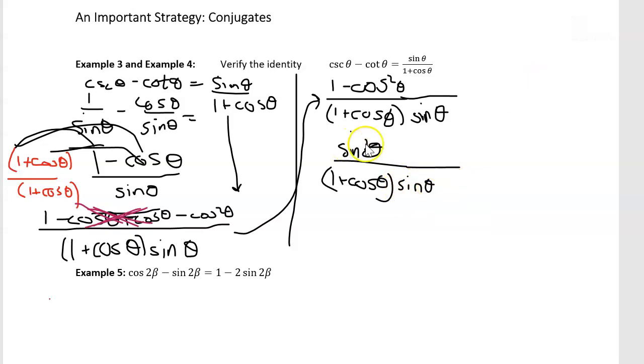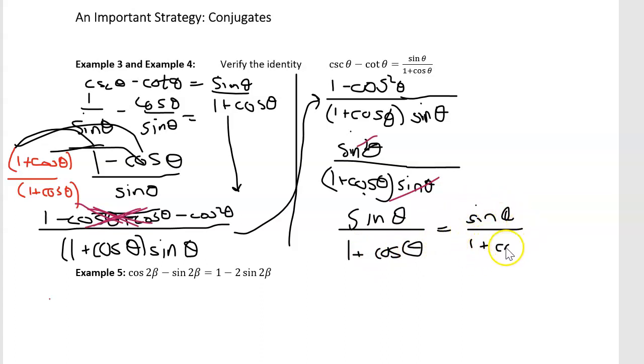Finally, we have a sine theta in the numerator and denominator, and those can cancel. So our final equation is that sine theta over 1 plus cosine theta is equal to sine theta over 1 plus cosine theta.